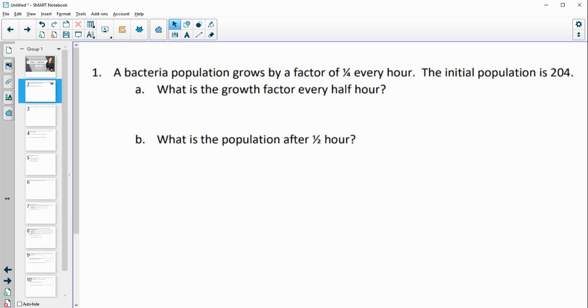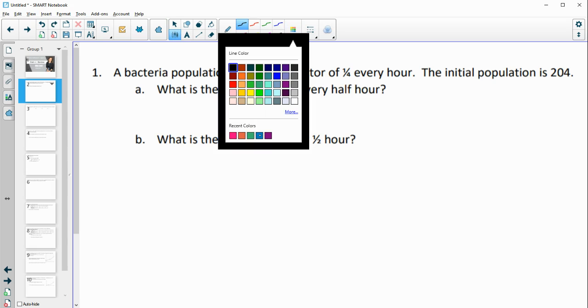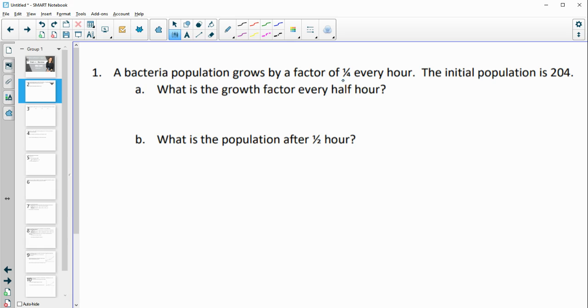Number 1 says that we have a bacteria population that grows by a factor of 1/4 every hour. And the initial population is 204. What's the growth factor every half hour? So remember, this is our growth factor every hour. So we only want half of that growth factor.